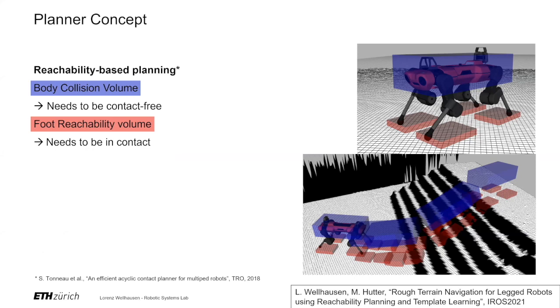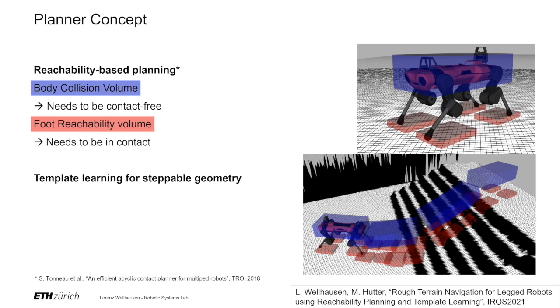And then where the feet come into play is we also have a foot reachability volume. The idea here is that we can approximate the range and reachability of the feet, and then enforce that these volumes always need to be in contact, because the robot needs to be in contact with the ground to locomote. It's a ground robot, a legged robot, so it needs to produce forces on the environment to locomote. So those are the two constraints we have: the body always needs to be collision-free, and the feet always need to be in contact.